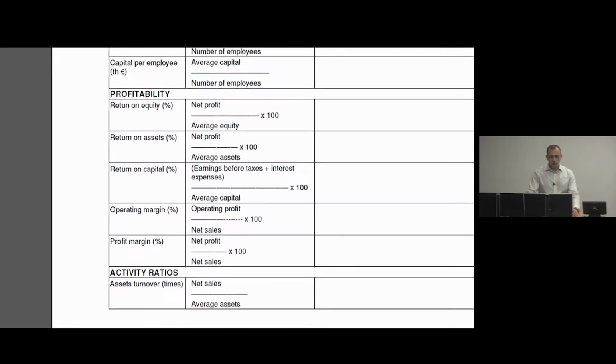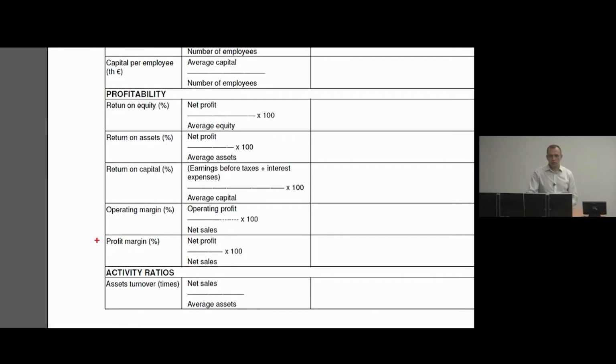Next ratios are profitability ratios. And here it's very important that you are able to separate two subcategories. The first subcategory, where the first three ratios belong, is investment profitability ratios. And the last two categories are sales profitability ratios. So let's do it step by step.